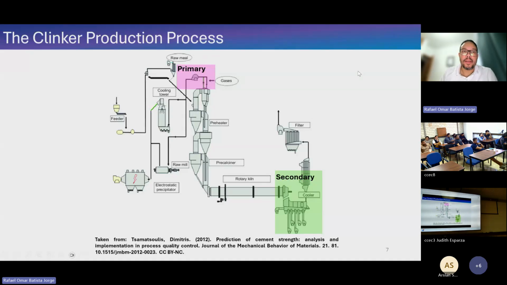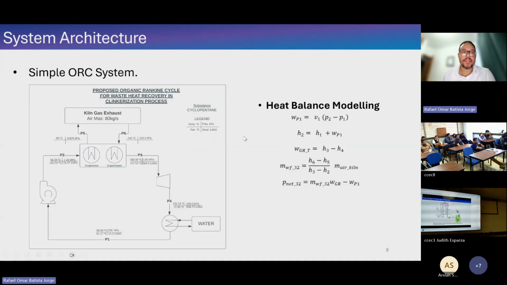So this is our main point of study. We propose two systems and we are comparing them. First, we are using a simple ORC system using our main study substance, cyclopentane, but we also use other kinds of working fluids, and we have a comparison at the end. So in a moment, you're going to see how those other fluids compare, right? And for the modeling, we are using a heat balance modeling and taking as reference each point of the process of the ORC to construct a model, right?